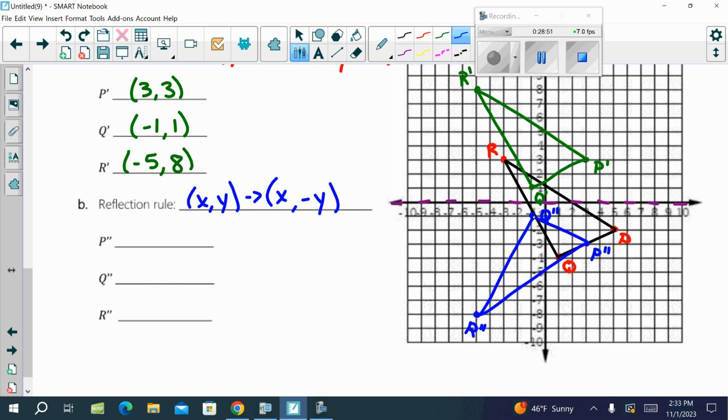And then the ordered pairs should be super easy because you just apply the rule to these ordered pairs written down. So we keep the x the same, we do the opposite of the y. Keep the x the same, opposite of the y. And that should match what you graphed.